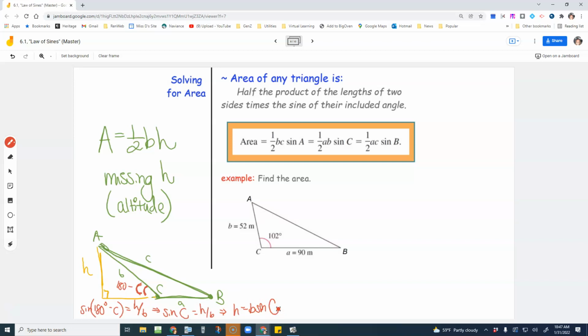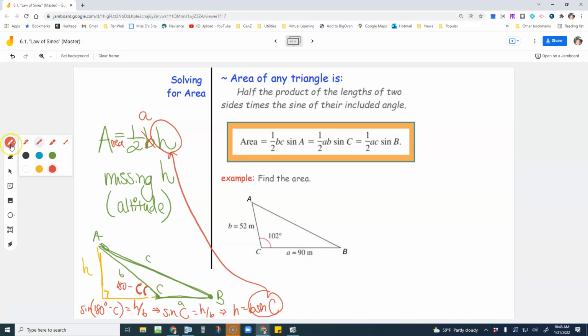And now all of a sudden I can say, okay, look. Oh no, yeah, that's true. But in this one, my base wouldn't have been B. My base would have been A, because that's the bottom of my triangle. And so if I wanted to find the area, given what I had, it would be 1/2 A times B times sine of C. Hey, look, 1/2 A times B times sine of C.